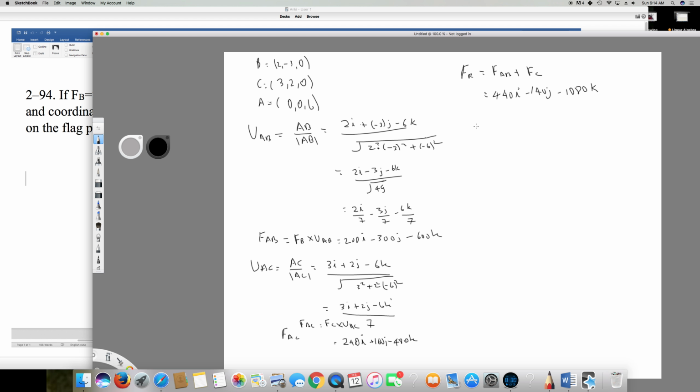To find the magnitude of the resultant force, I have to simply square everything in a square root. So it's going to be 440 squared plus negative 140 squared plus negative 1080 squared.